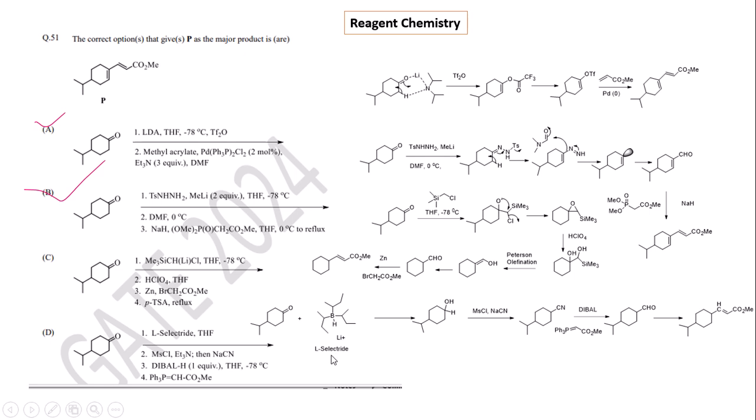And in the presence of L-selectride, which is the hydride donor, it can produce the alcohol. In the presence of methyl chloride and sodium cyanide, it produces the cyanide derivative, which undergoes reduction in the presence of DIBAL to produce the aldehyde, and then it undergoes reaction to give the product, but it is not matched with P. So option D is not correct.